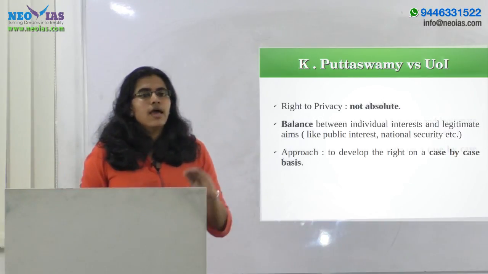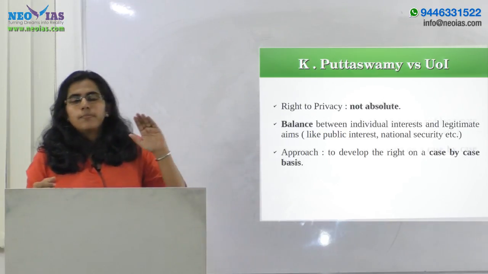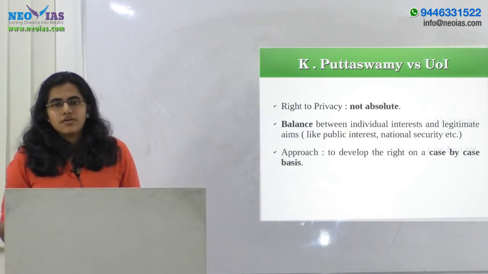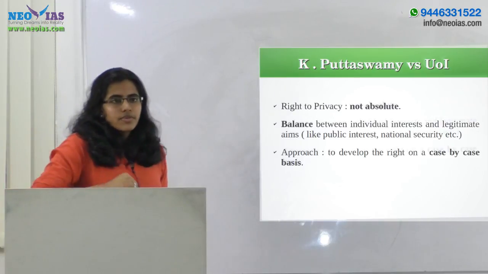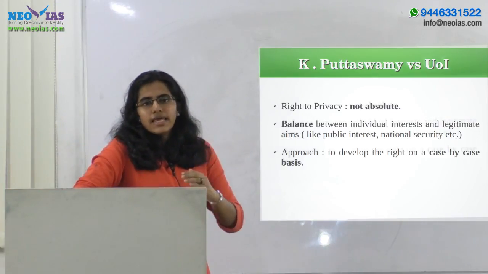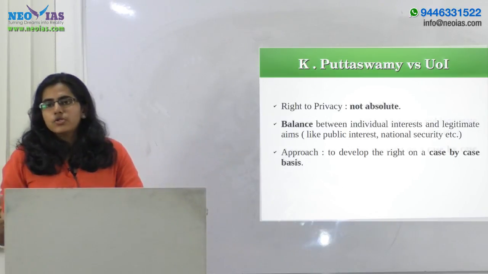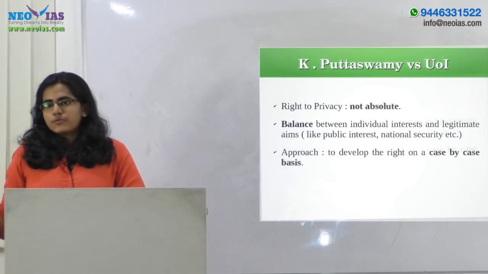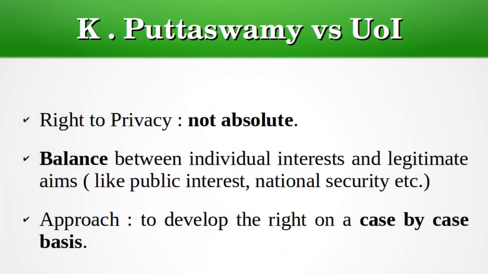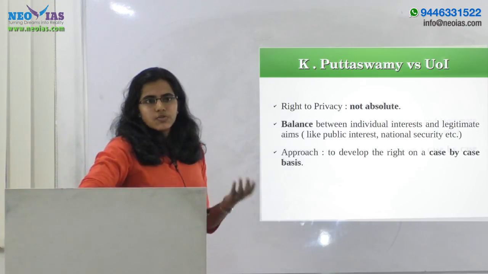The court noted that there has to be a balance between the right to privacy as well as the legitimate interest of the state. Along with it, the court, by not providing any particular limitation to this right, has continued its approach of developing a right on a case-by-case basis. So the judgment noted that the right to privacy is not an absolute right and a balance has to be struck between the individual interest as well as the legitimate aims of the state, and it also maintained its approach of developing the right case by case. So this was what the judgment was all about.